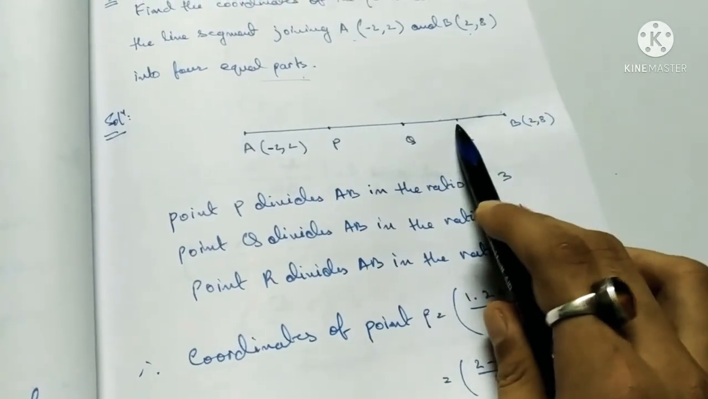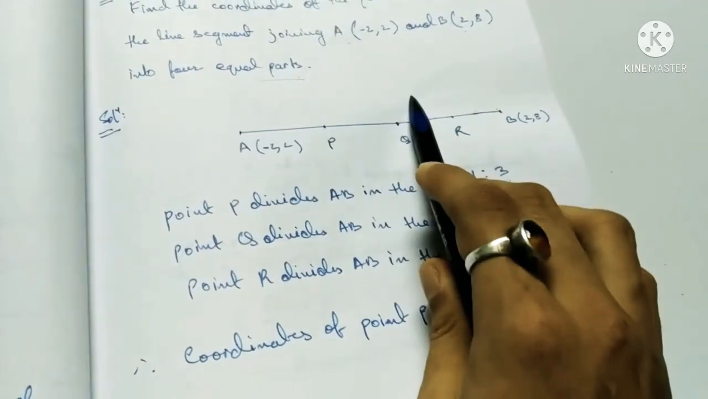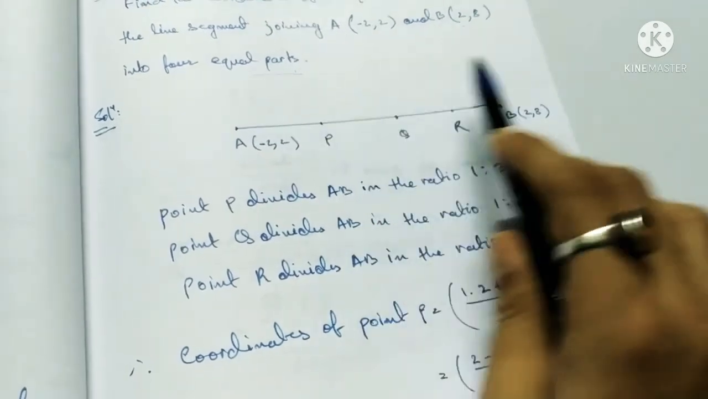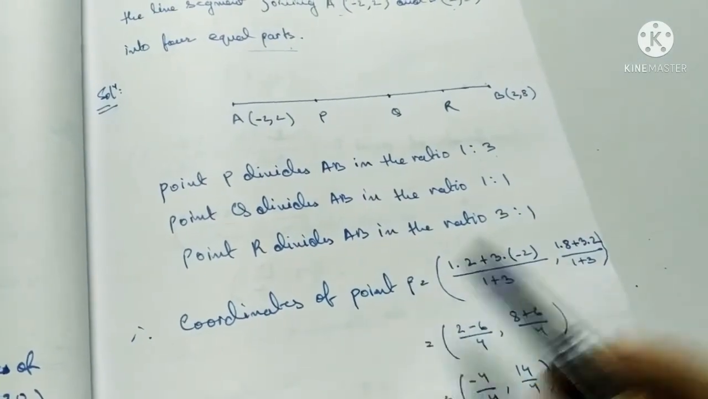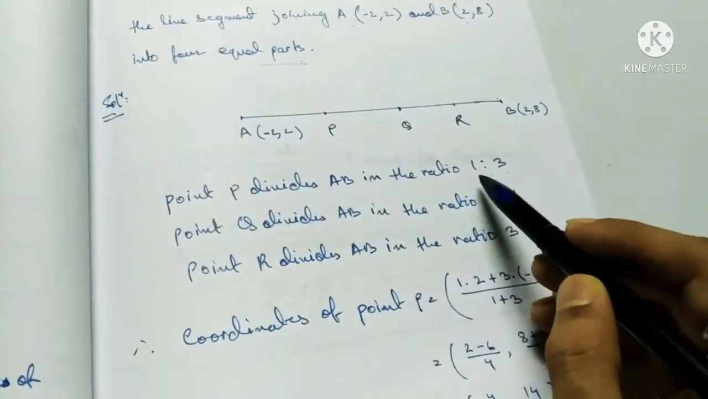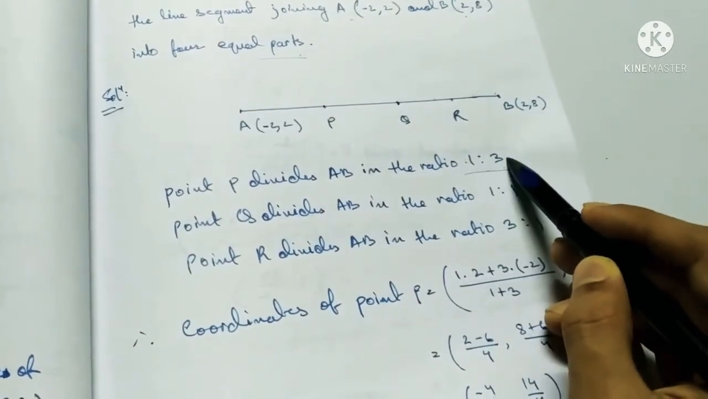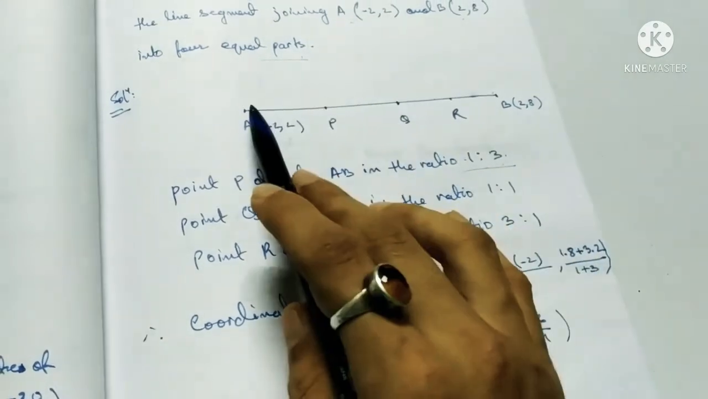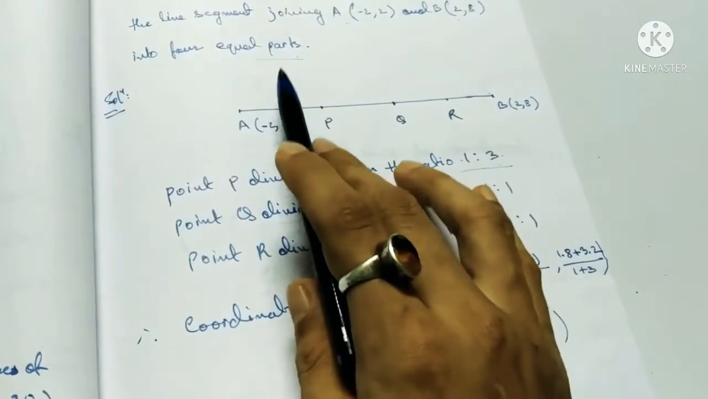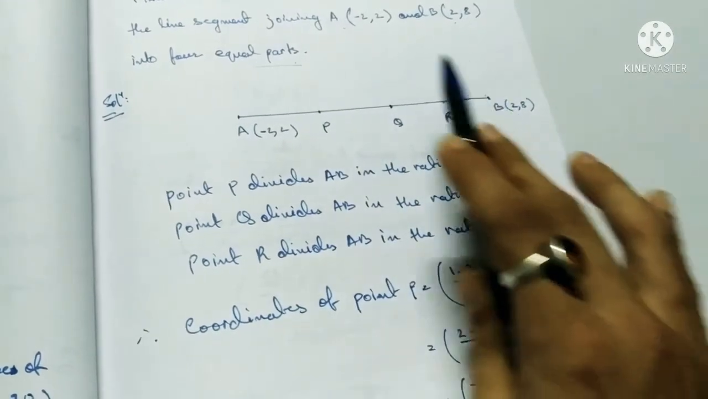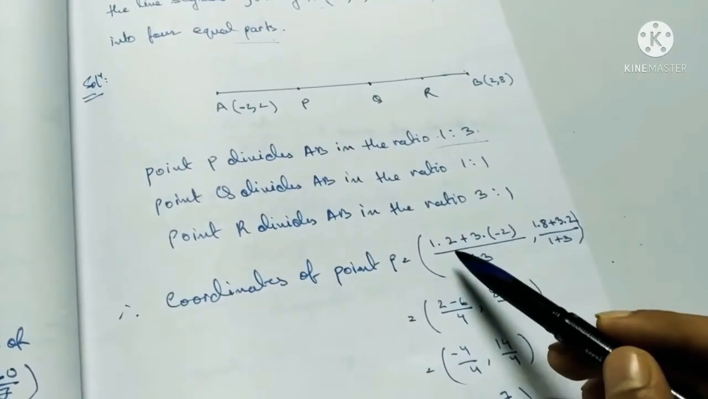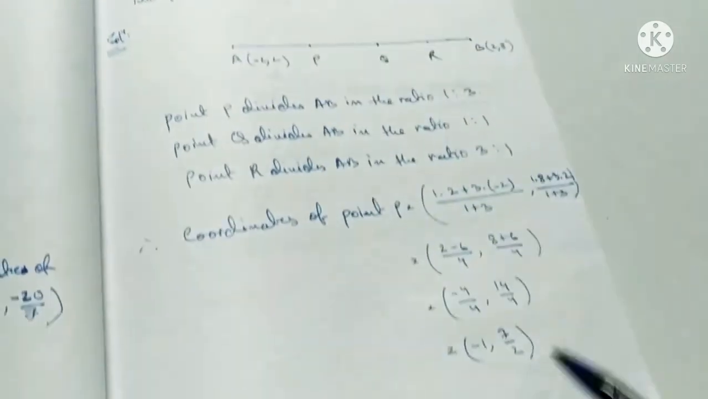And again R divides in the ratio what? 1, 2, 3. And this is 1. So 3:1. Finished. So therefore coordinate of point P. Again P divides AB in the ratio this is M1, M2. So this is M1 and AP will be M1 and PB will be M2. This one section formula I will apply and this value I will get, coordinate of point P, this one.